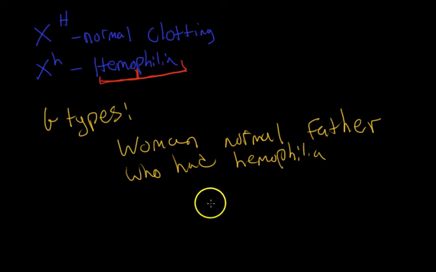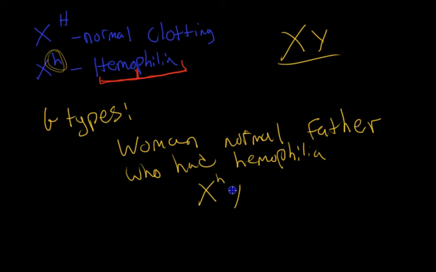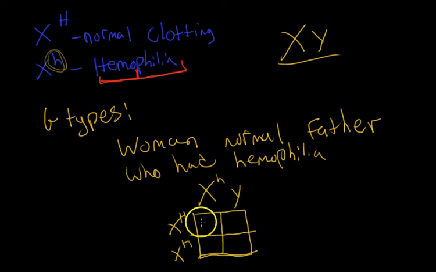So first I'd draw the father. He's a male, so he's going to be XY, and we know he had hemophilia, so the X has to be lowercase: X lowercase h, and then just a Y. And then we'll do our little Punnett square. For the mom, we were given no information, so it's best to assume that she did not have hemophilia. She had normal blood clotting, so X capital H, and then we'll cross it, and we get X capital H X lowercase h, X capital H X lowercase h, and then X capital H Y, X capital H Y.